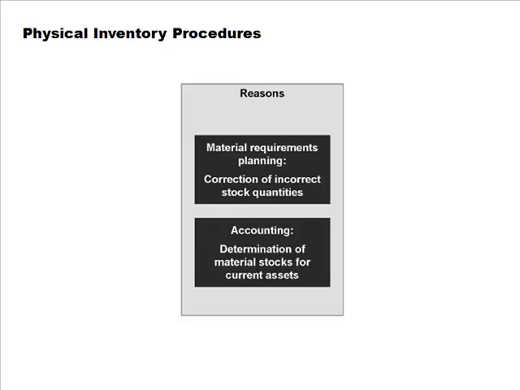So obviously, what we need to do, it has implications. You want to correct incorrect stock quantities so that you're dealing with reality rather than some imagined number in your database. And for accounting purposes also, you have to reflect accurately what you have on hand, right? If you think you have 500 units on stock, but you really have only 300, then you're overstating your assets. So you have to tone it down. Okay, that's the real purpose of physical inventory procedures.